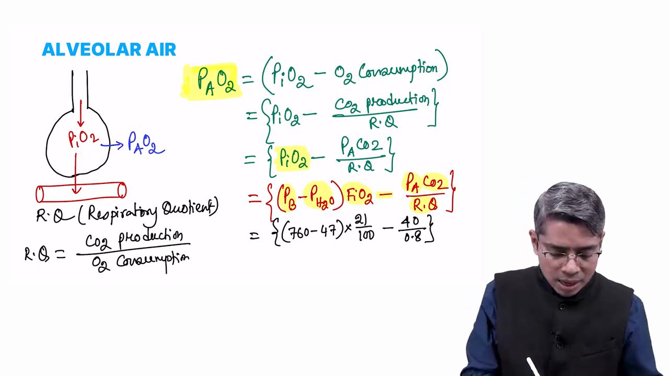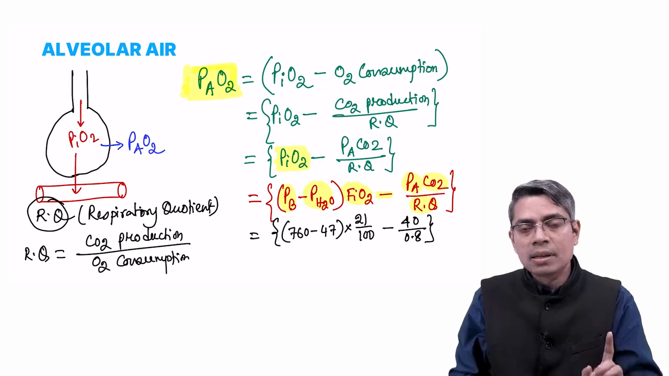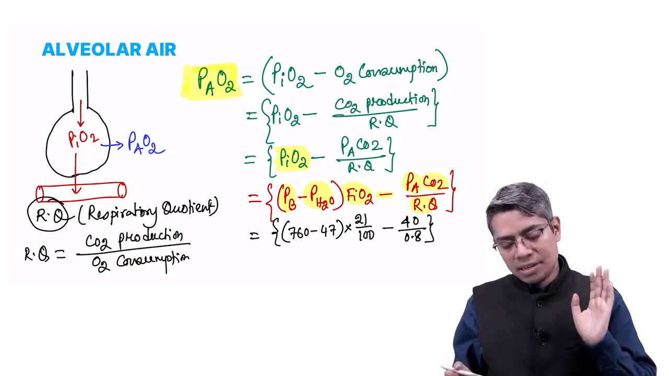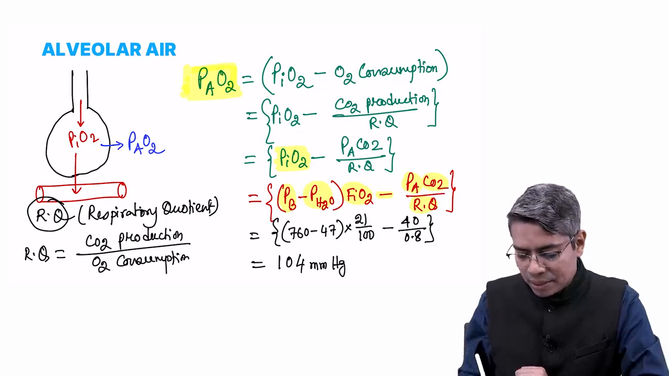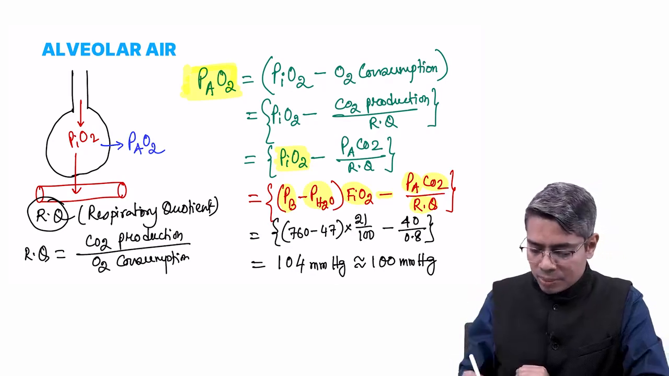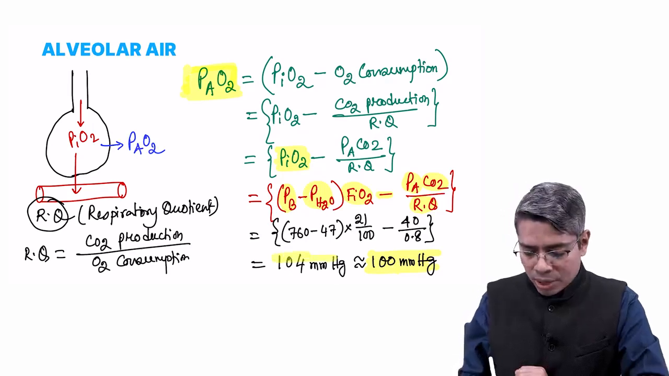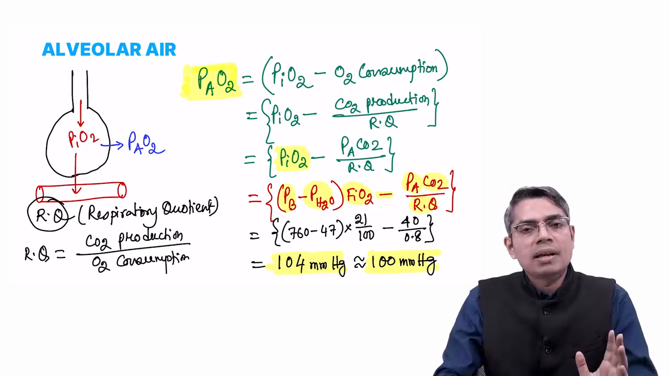But we all know that RQ for the pure carbohydrate diet is 1 and RQ for the fat diet is 0.7, but we are taking 0.8 here because that is the average RQ for a balanced diet. Okay, so now if you simplify this, it will be approximately 104 millimeter of mercury, and we take it as a normal exact value of 100 millimeter of mercury. So that's why we say that the partial pressure of oxygen at the level of alveoli is 100 millimeter of mercury. So 100 to 104 millimeter of mercury is the normal partial pressure of oxygen at the level of alveolar gas. Got it?